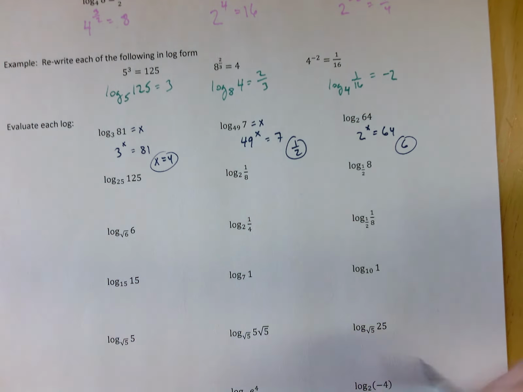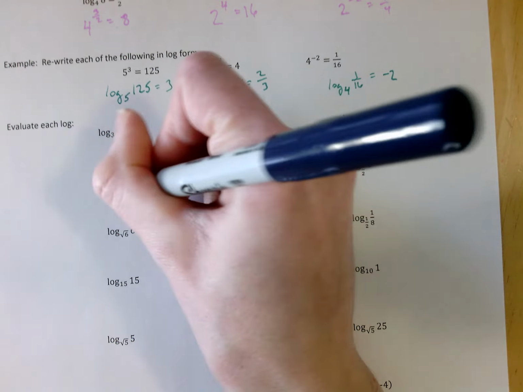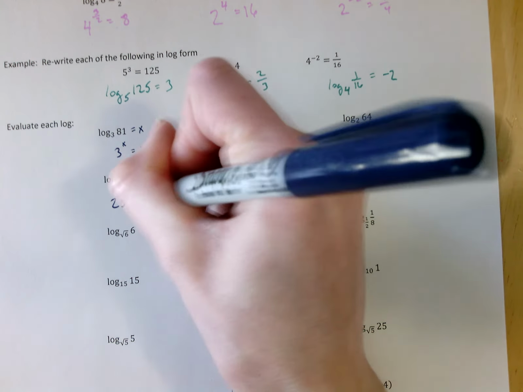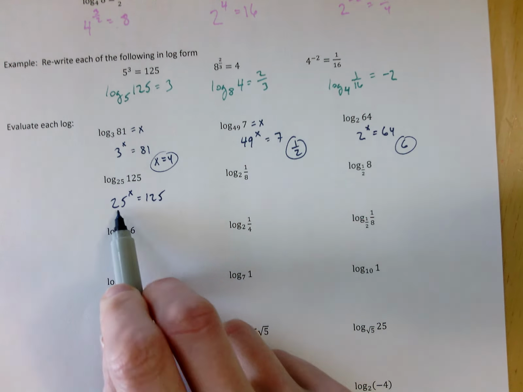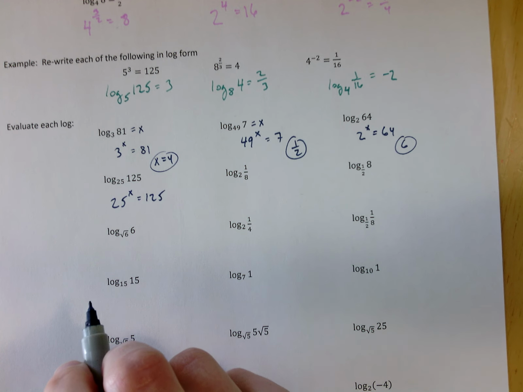Okay, this guy over here, right? Little number becomes a big number. The number on the outside wants a friend. The number in the middle wants to be left alone. So 25 to what power equals 125?